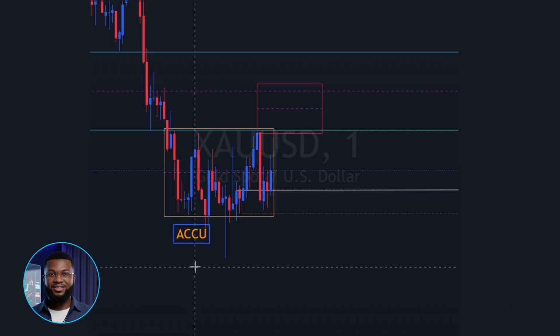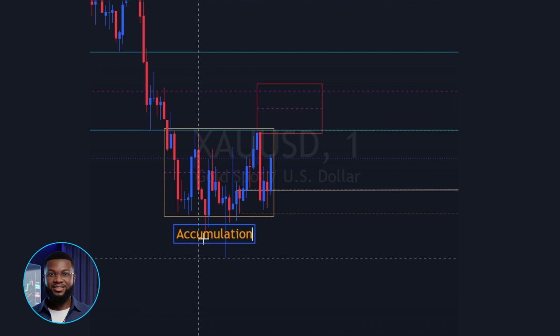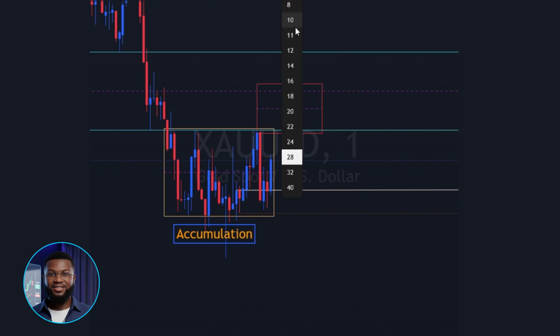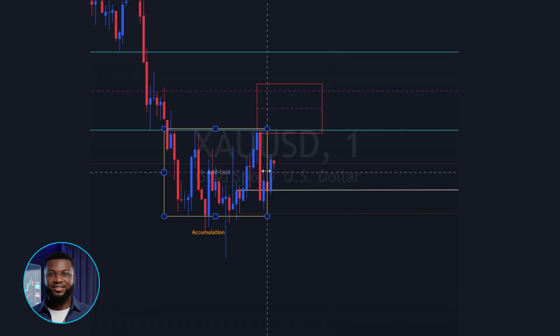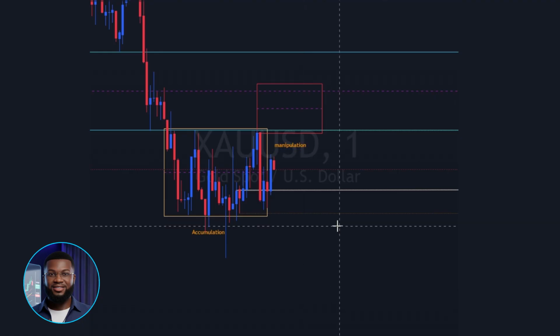Okay, so price accumulate orders. Let's make it smaller. Price accumulate orders. Now the next move is for price to manipulate. Yes, the next move is for price to manipulate at this level. It's manipulation. That's to take up this sell side liquidity, sorry, this buy side liquidity.